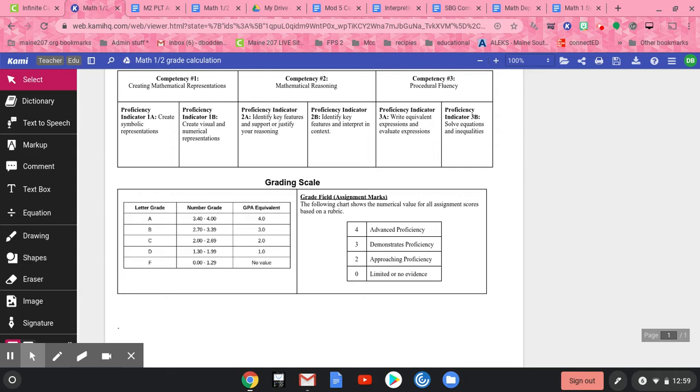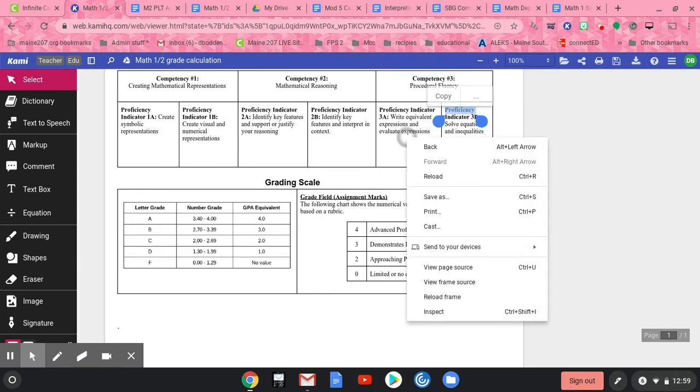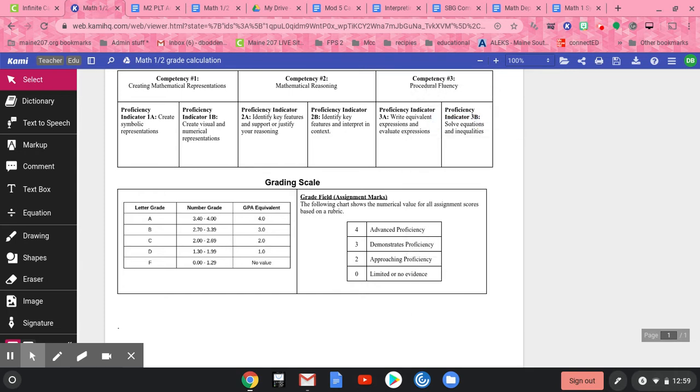In Competency 2, mathematical reasoning, that is broken down into two proficiencies, identifying key features and supporting or justifying your reasoning, and identifying key features and interpreting them in context. Competency 3 is broken down into two proficiencies, writing equivalent expressions and evaluating expressions, and solving equations and inequalities.